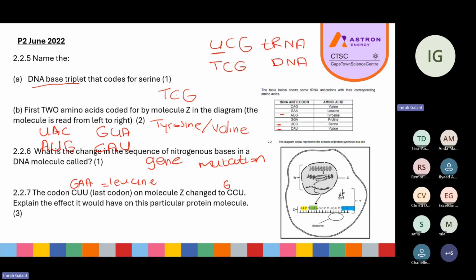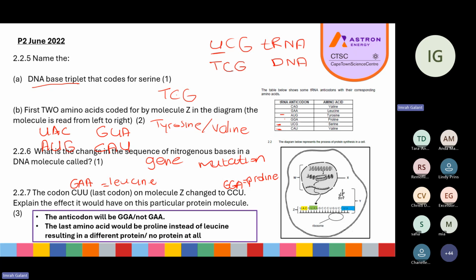If we change that to the anticodon, what would the anticodon be? Complement of C is G, and it would be G again. Complement of U is A. So GGA would be proline. So what we note from this is that there is now the change in the protein that occurred. So let's just have a look and see how we would write this out.